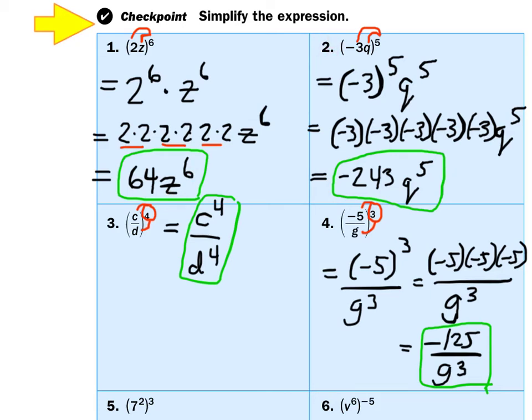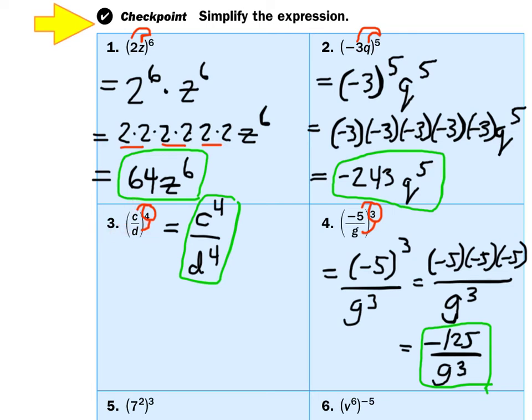Look at number 2. In parentheses, I have negative 3q raised to the fifth power. So with my red, I would circle the power of 5 and then draw 2 rainbows. So that gives me negative 3 in parentheses to the fifth power times q to the fifth power. We'll write it out. So negative 3 times negative 3 times negative 3 times negative 3 times negative 3, q to the fifth power. And when you multiply all of that out, you should get negative 243 q to the fifth power.